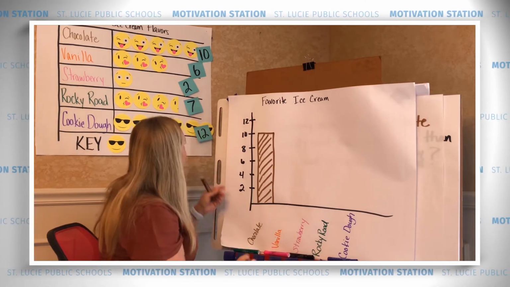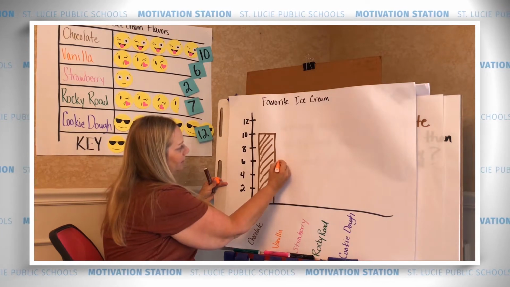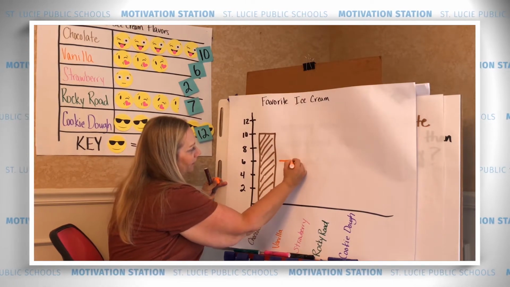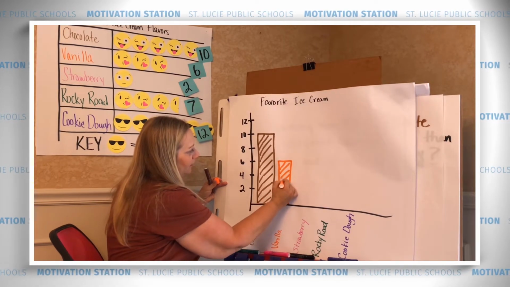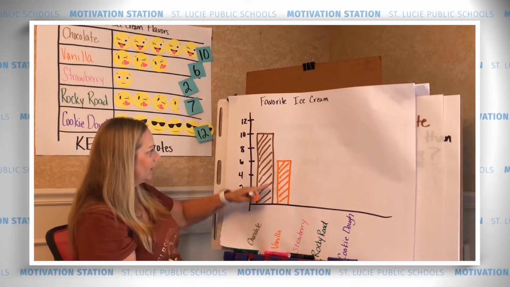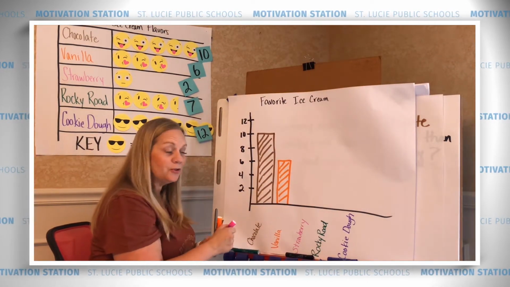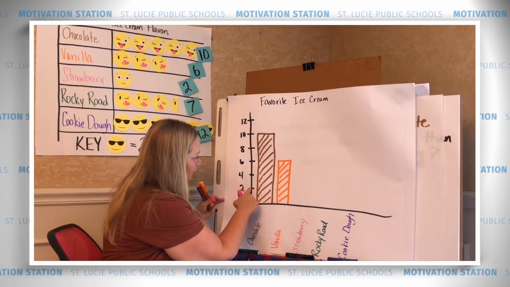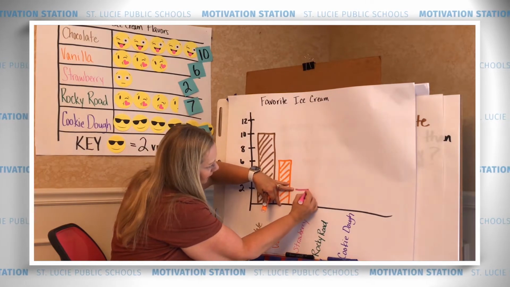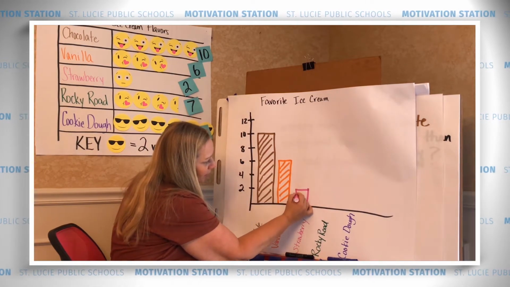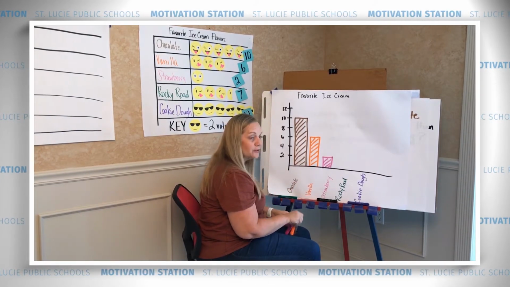Then vanilla received 6 votes. So I'm going to go to the vanilla column, draw a line at the 6, come down, complete the bar. And so now I have vanilla at 6. Strawberry received 2 votes, so I'm just going to come to the 2 and then go across where the strawberry column is, make a line, and then a bar. And that has strawberry at 2.